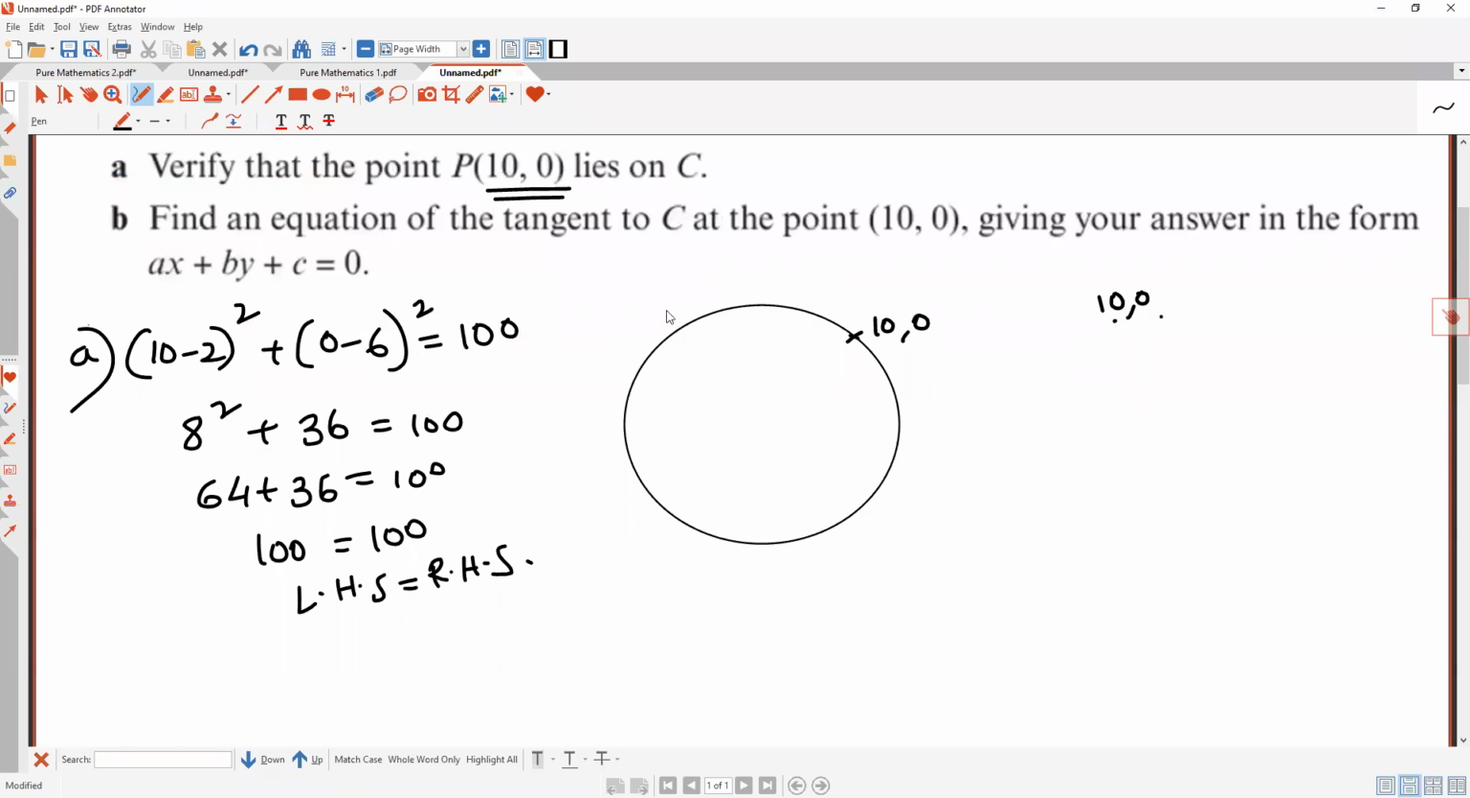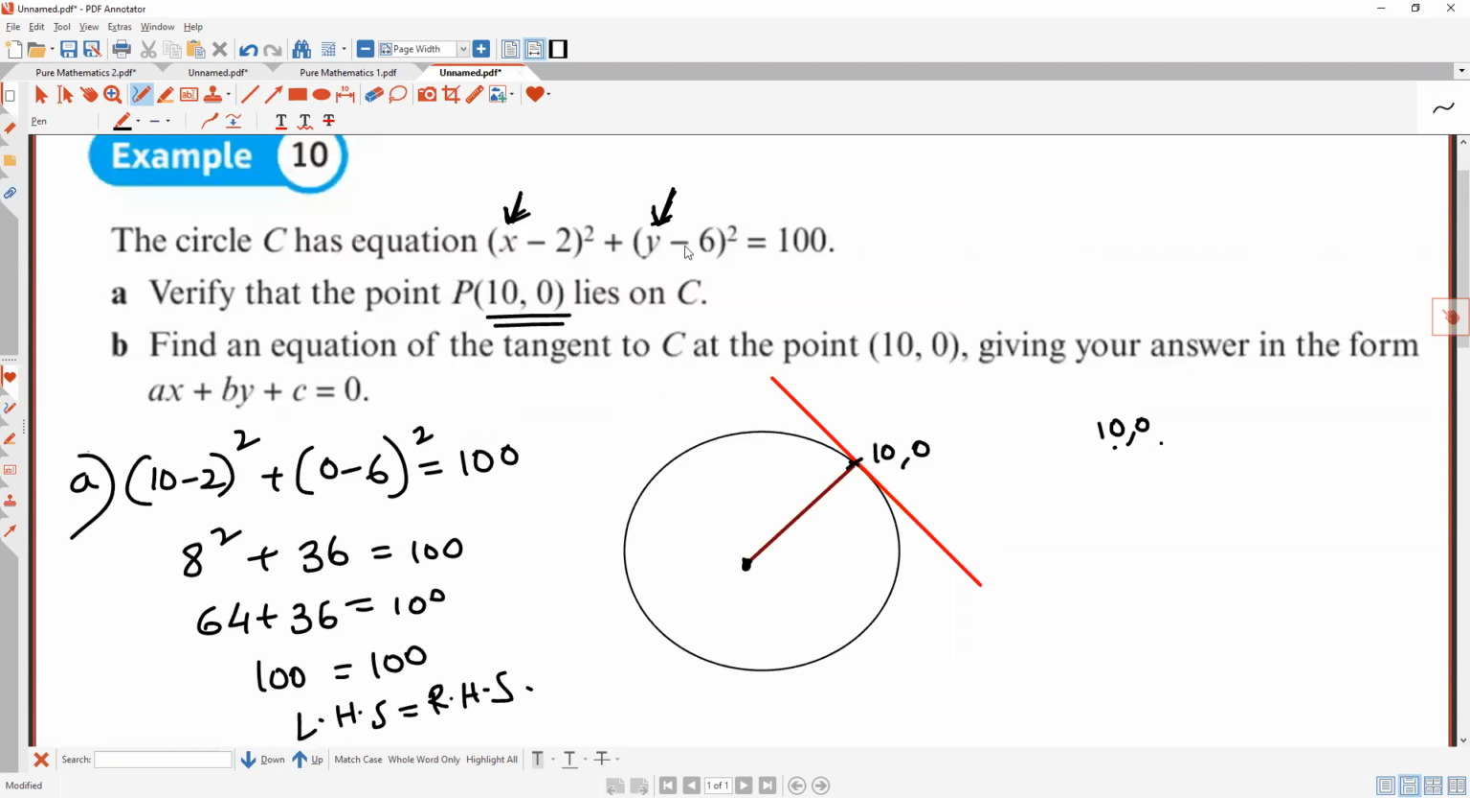They said find the equation of a tangent at the point 10, 0. So I have a tangent at the point 10, 0. Now you know a tangent is always perpendicular to the radius. So you know the center. What is the center? We know the equation. Yes, the center is 2, 6. So they want me to find the equation.